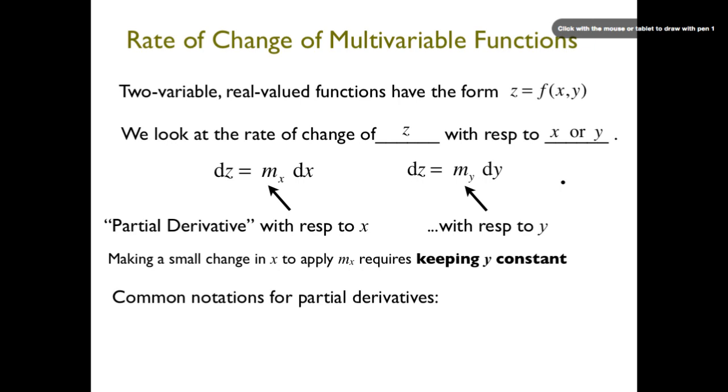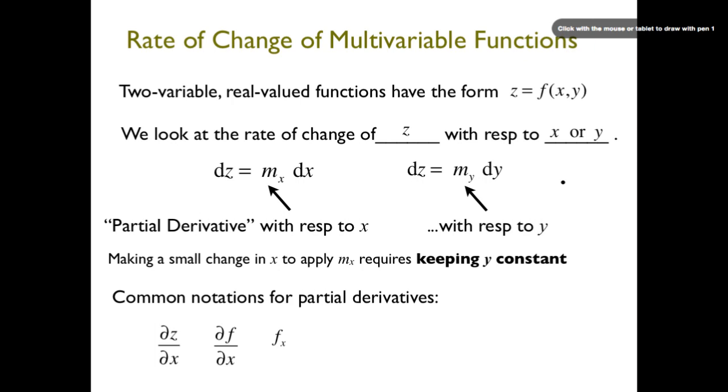Okay, so here are some common notations. M sub x and M sub y are not common notation. Those were just for my purposes of introducing it. But here are the notations you'll see. So for partial with respect to x, you'll see, I don't know quite what this is called. What is this symbol called? Is it delta? Yeah, delta. So delta z, delta x, delta f, delta x, or f sub x. Those are all common notations for partial derivative.